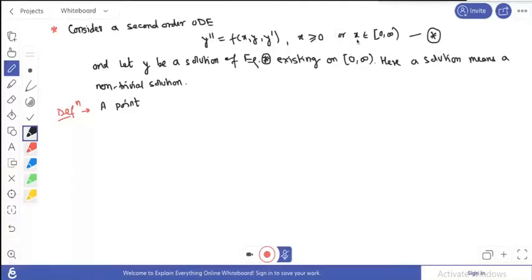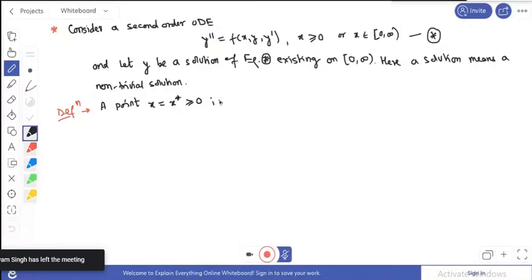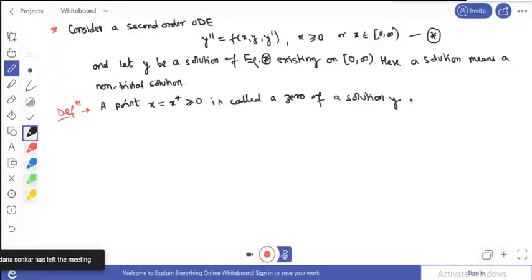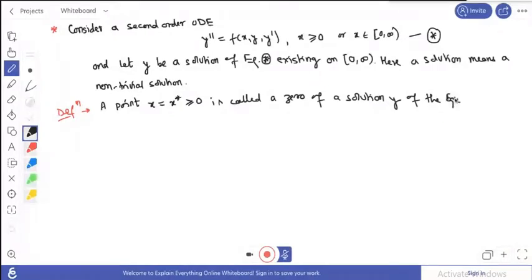This x is defined. Suppose we take any point x star that belongs to that interval. This x star is called a zero of the solution y of the given equation, that is, equation star.